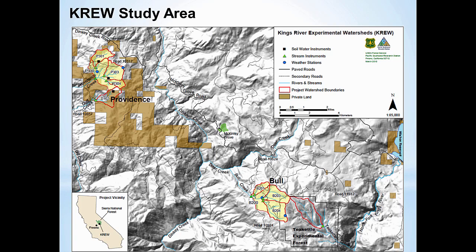So we have two sets of watersheds in the southern Sierra Nevada. This is called the Providence Creek watershed. We have 5 watersheds right there, and then we have 5 watersheds at slightly higher elevation. It's called the Bull watersheds.